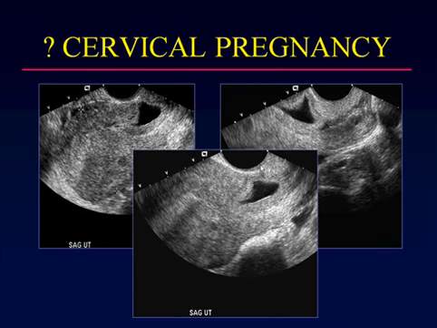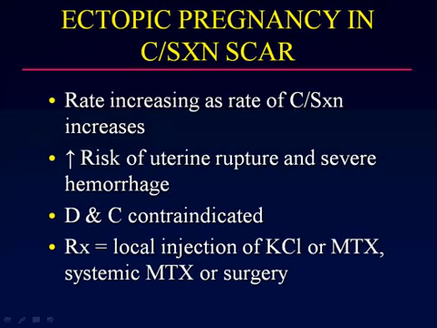internal os. Here you can see it better on this sagittal image with the uterine fundus here, the endocervical canal here, and here's this gestational sac embedded into the anterior wall of the lower uterine segment. And this is exactly where a C-section scar is located, and this in fact is an ectopic pregnancy that has implanted in the C-section scar. And this location of ectopic pregnancies is becoming increasingly common as the rate of C-sections increase.